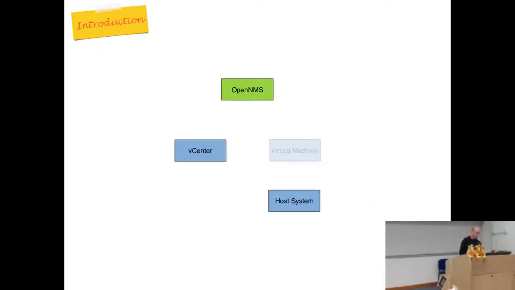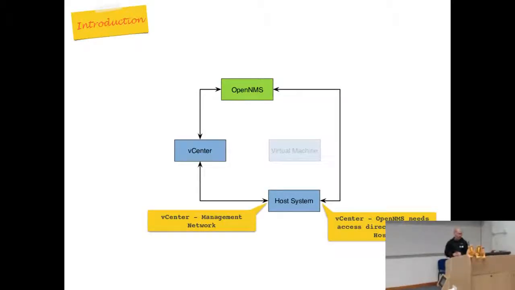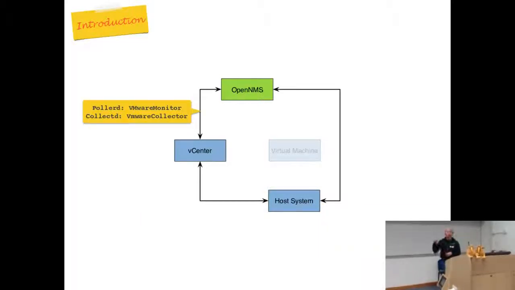For a host system, it's a little bit different. We have this funny connection for the communication path. We need two special communication paths. One is the communication to the vCenter, and then we need additionally direct access to the ESX host. On the communication to the vCenter, we can collect all the metrics the vCenter knows about the ESX host system. That is basically all the generic information about memory, CPU usage, something like that. And for the monitor, we built a monitor to monitor the health state that's aggregated in the vCenter.